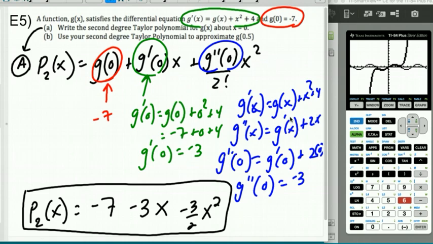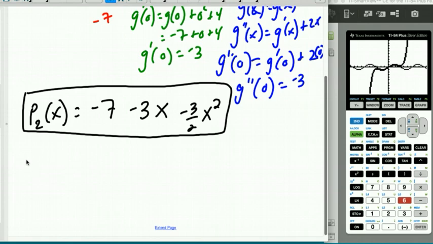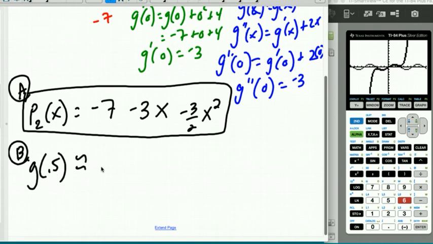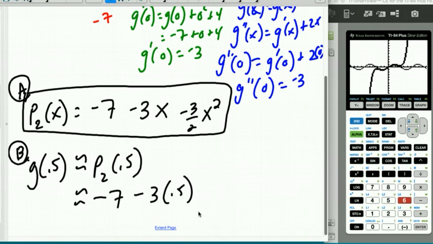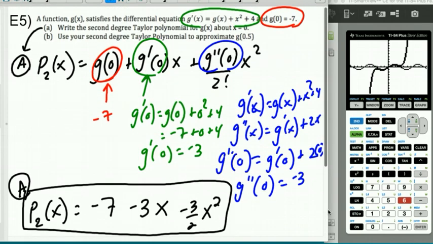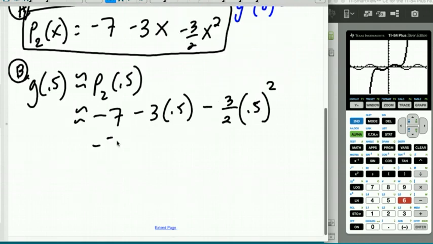Next, use your second degree Taylor polynomial to approximate g of 0.5. So now we're going to plug in 0.5. So, this was answer A, right? Answer B, g of 0.5 is approximately p sub 2 of 0.5, right? Which is going to be -7 minus 3 times 0.5, which we'll deal with in a sec, minus 3/2 times this 0.5 squared, right? I think it was just a regular 0.5. Yeah. Okay. So this is a -7, right?